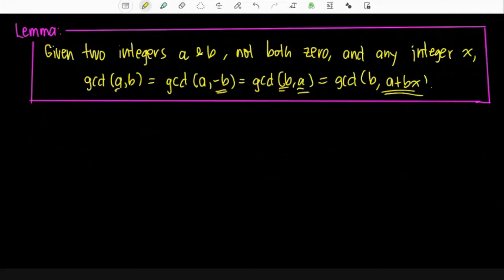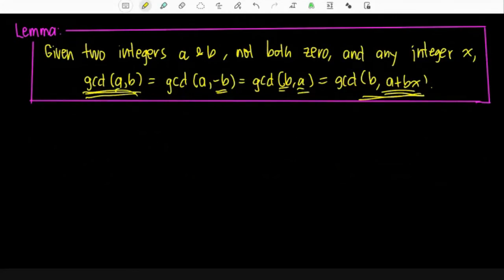Here, X is any integer. So, sobrang lakas nung lemma na to. Kasi, ibig sabihin, if I replace yung content ng GCD, pareho pa rin siya sa original. So, pwede kong paglaruan yung nasa loob, pero yung original GCD, hindi nagbabago yung value. Yan. So, yun yung mga kailangan nating property para sa Euclidean algorithm.